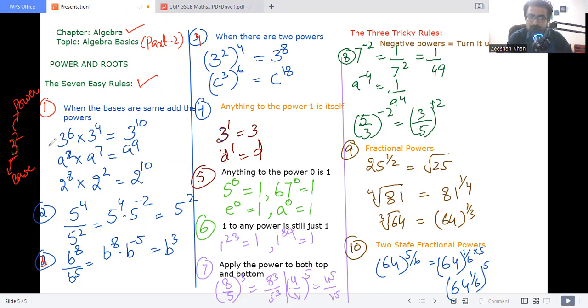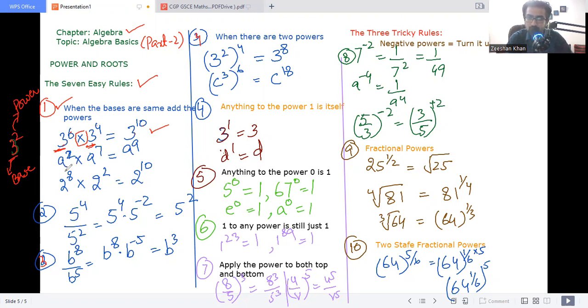Now in this case, you can see the bases are the same, 3 and 3, and there is a multiplication sign in between. When the bases are the same, you can add the powers. So 6 plus 4 is 10, so 3 to the power 10 would be the answer. Read again: when the bases are the same, add the powers. You write 3 once, and 6 plus 4 is 10.